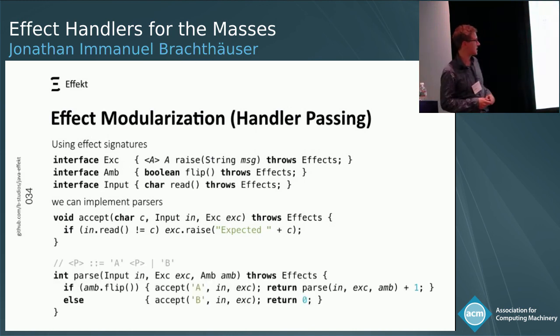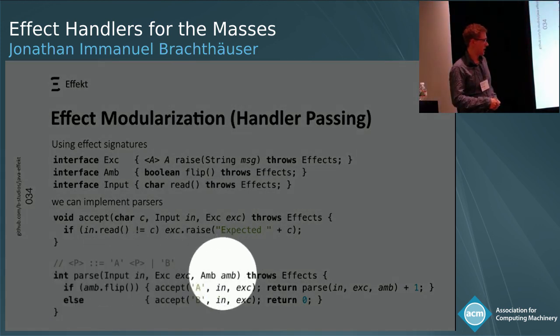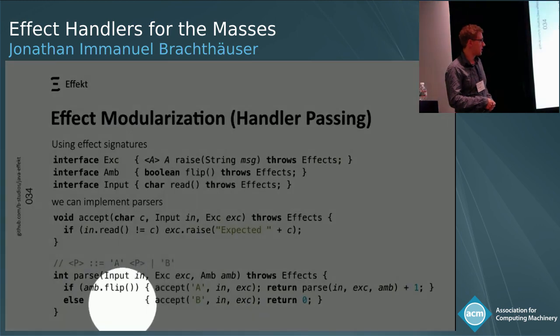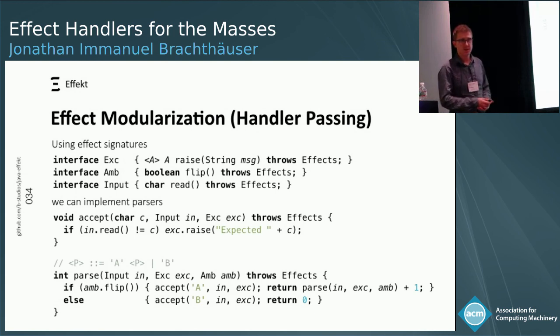And using this except, we can write simple parsers like this, which reads some number of A's followed by one single B, and also counts the number of A's at the same time. So here we see we use these three effects: input, exception, and ambiguity. And in particular, we use ambiguity to model the ambiguity of the grammar. So for the alternatives, we flip here in this case.